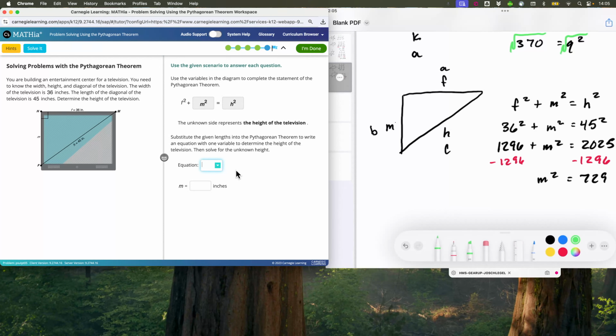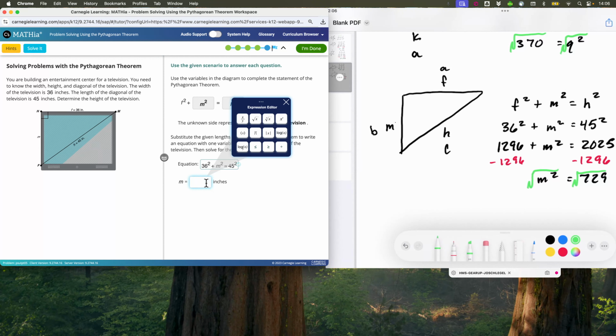So square root of both sides. Put in the square root of 729, and then for the last piece we'll put in that. So we've got 36 squared plus M squared equals 45 squared. And M is going to be the square root of 729.